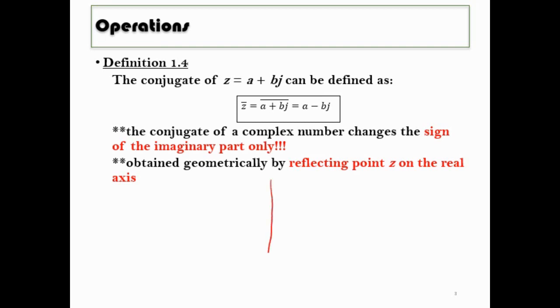For example, if we have the real z and imaginary z axes, and z is here, so this is A, this is B. So the conjugate of z is A minus B. So it's basically here. That's why it says reflecting point z on the real x-axis. Z is reflected here with the z bar. That is what is meant by the conjugate. You just change the sign. If it is negative, you change to positive. If it's positive, change to negative, on the imaginary part only.